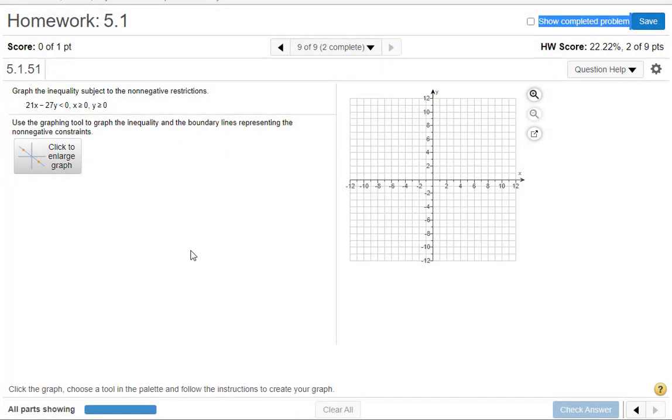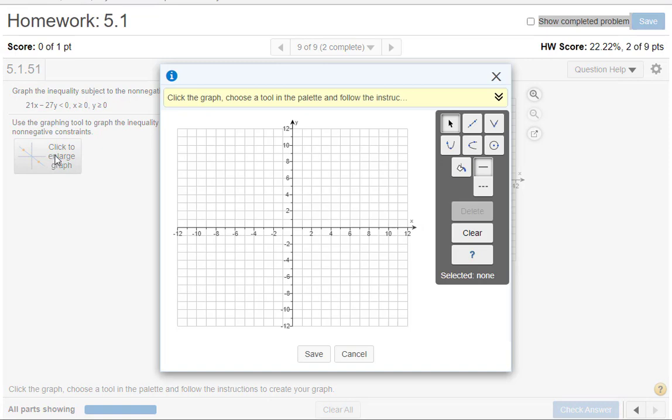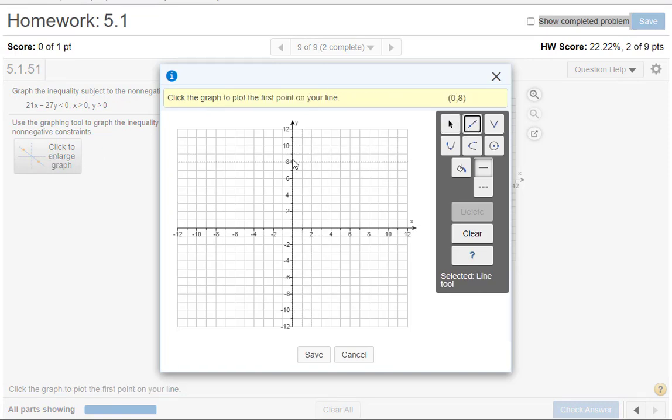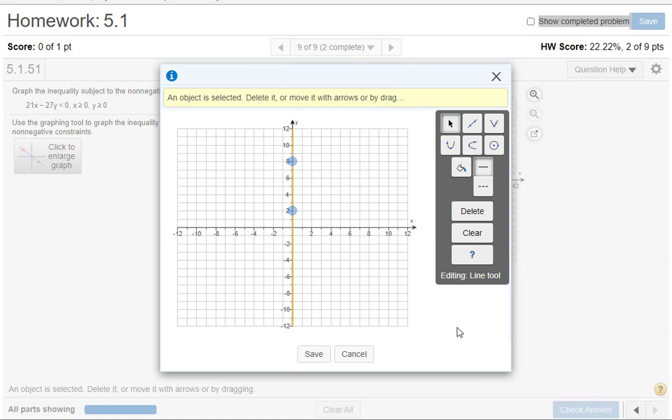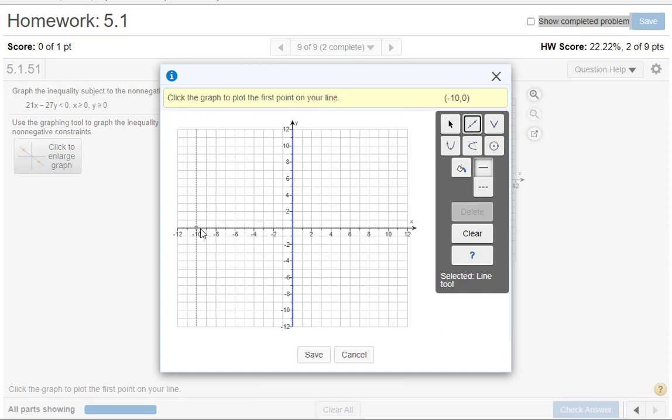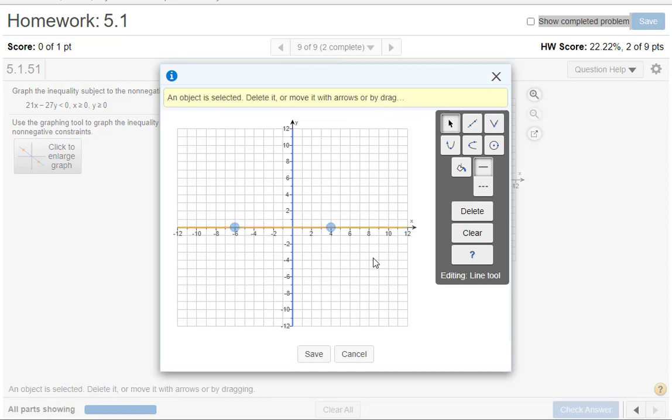Let's pick one with easier numbers. Here I've got x greater than or equal to 0, y greater than or equal to 0, and this line over here. x equals 0 is the vertical line. Got that. Now I need the horizontal line. It doesn't matter which point I pick, just something to keep it there. So got it.